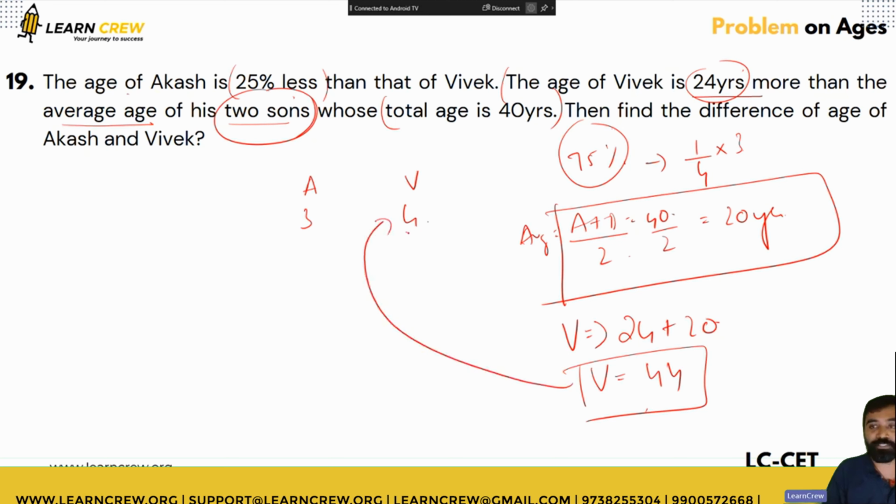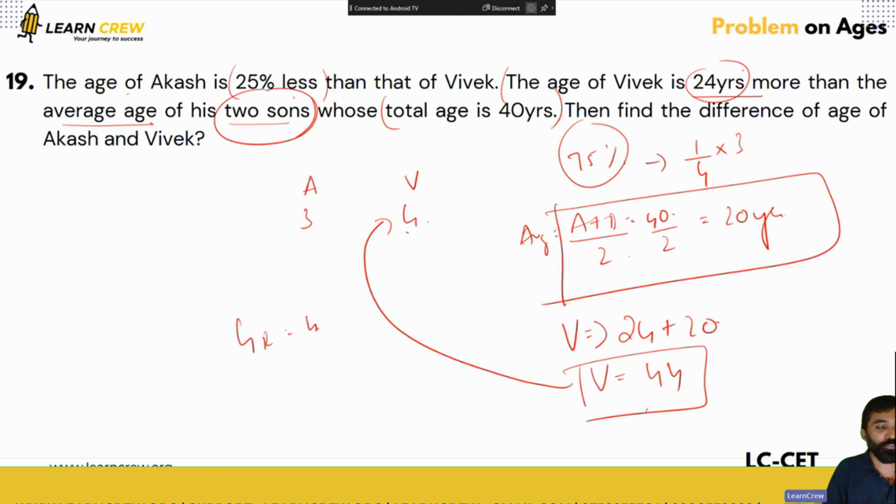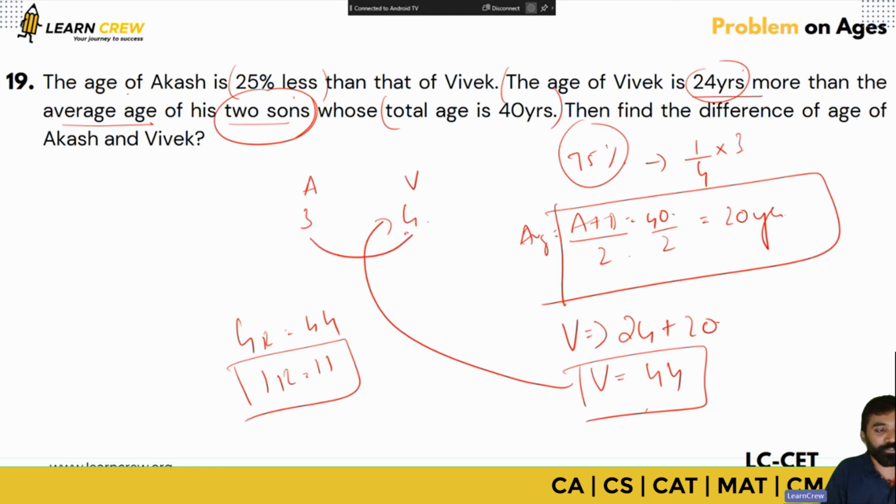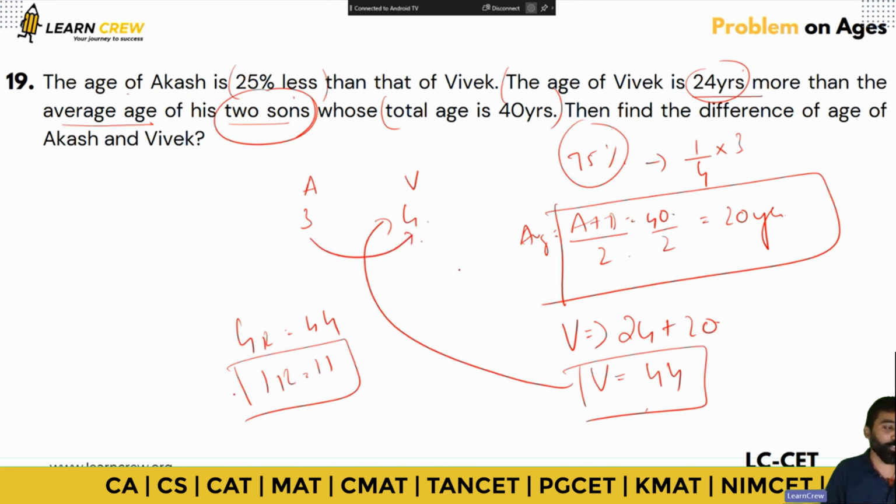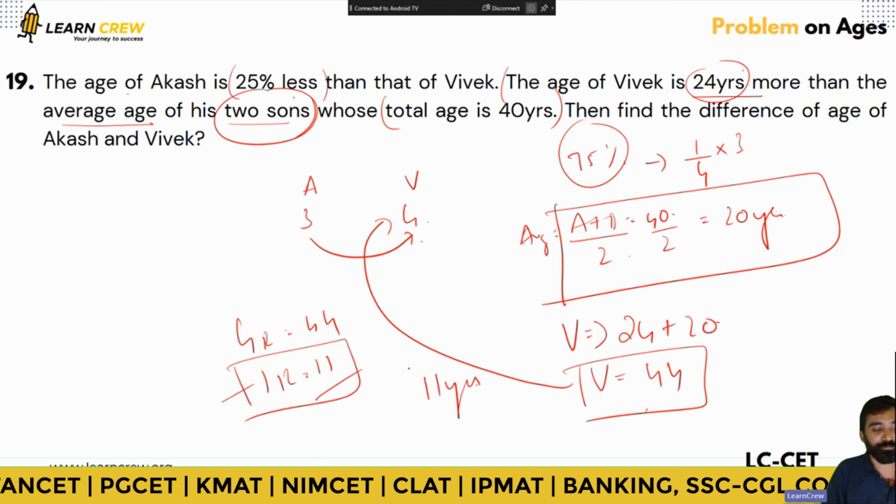You know the ratio for Vivek's age? 4. So 4 ratio equals 44, so a single ratio equals 11. What are they asking? The difference of age of Akash and Vivek. Obviously, the difference of ratio is 1 ratio. The 1 ratio value is 11. The answer is 11. Clear?